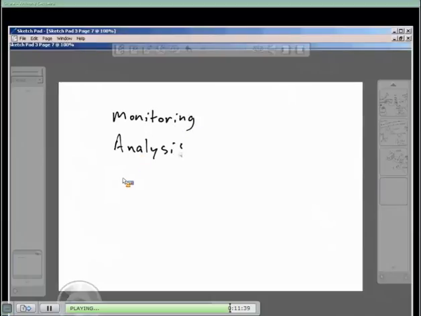Monitoring, analysis, and response. So right away, this gives us an idea of what this product does. It's going to monitor all of our equipment using the many, many different sources of information from our devices. It's going to take all of this and analyze it, and then it's going to allow us to respond to all of this data. Pretty cool.